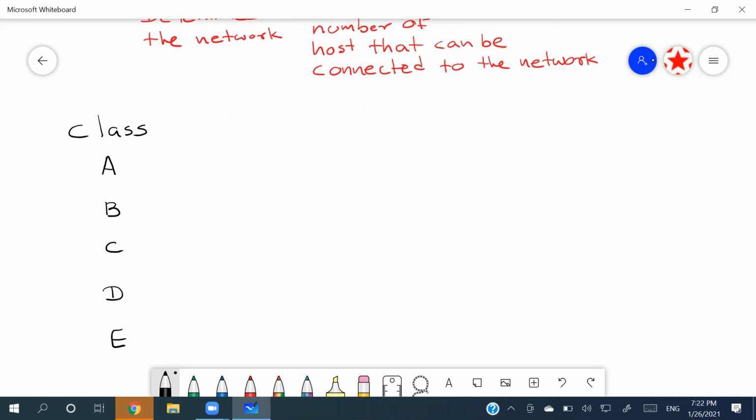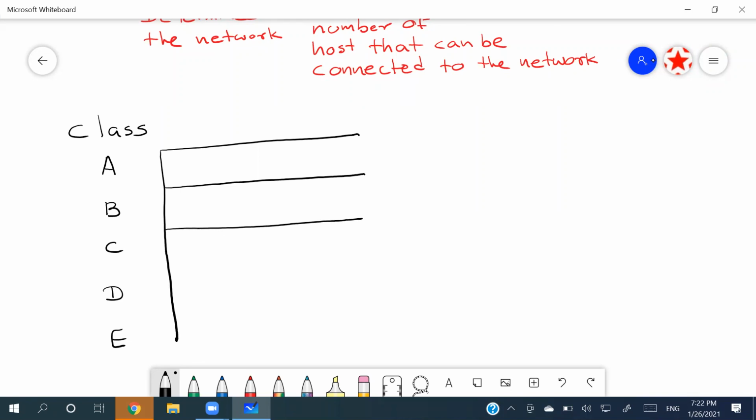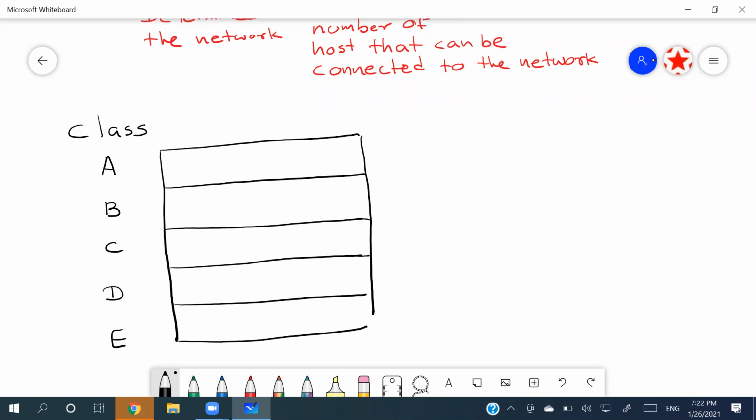Right? So in these classes, the octets are arranged in a particular manner, right? Specifically when it comes to the class A, B, and C, right?